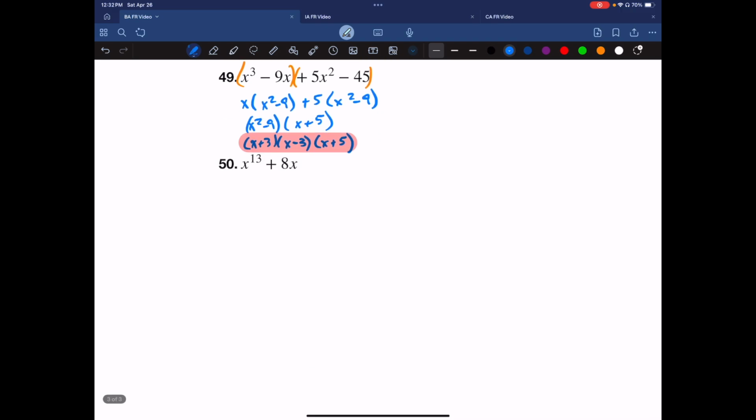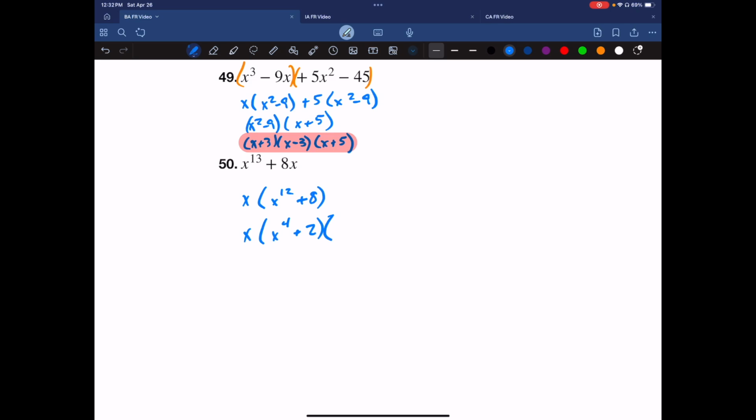Last one, 50. I'm going to pull out an x. So this is going to be x to the 12th plus 8. All right. 8 is not a perfect square, but it is a perfect cube. So because it's a perfect cube, let me look at 12. Is 12 divisible by 3? Yes, it is. So this is also a perfect cube. That's going to be x to the 4th plus 2. Because 12 divided by 3 is 4.